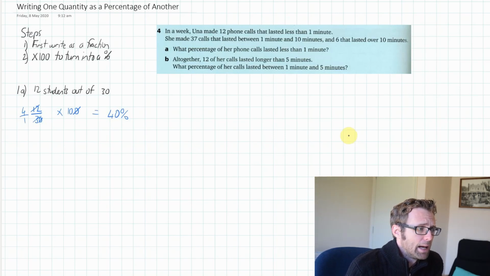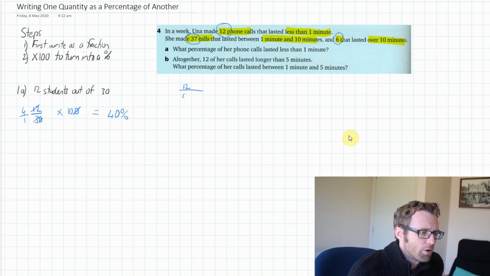Number 4, here's a word problem. Una made 12 phone calls that lasted less than 1 minute, 37 calls between 1 minute and 10 minutes, and 6 over 10 minutes. We've got to find the percentage of her calls that were less than 1 minute. Well, that's 12, but it's out of how many calls? We've got 12 here, 37 here, and 6 here. So 37 and 12 is 49, 49 and 6 is 55. So I've got 12 over 55, and I'm turning this into a percentage.